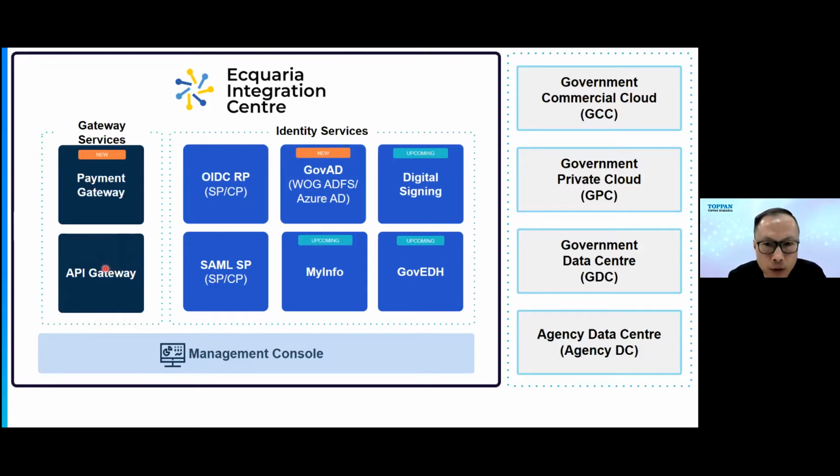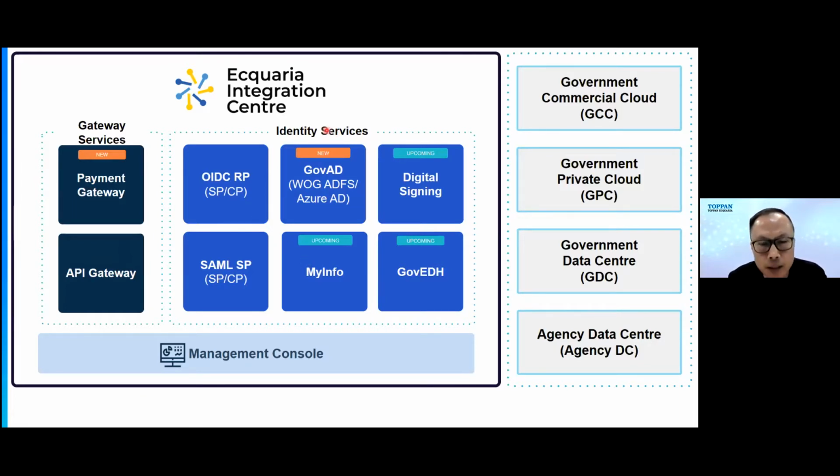For example, our API gateway helps you be compliant with AIS guidelines and standards for your internet to intranet API integration. It helps take care of the necessary things like authentication, authorization, and payload inspection, so it helps you integrate in a compliant way.